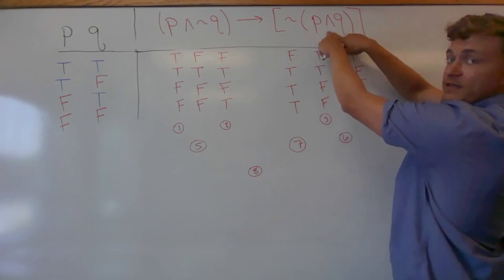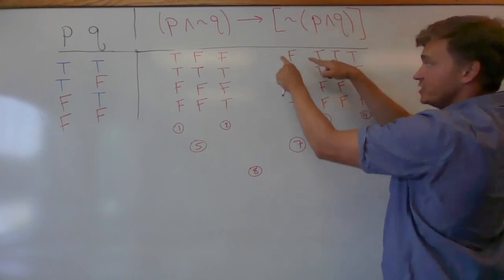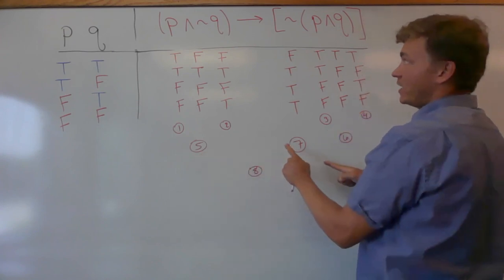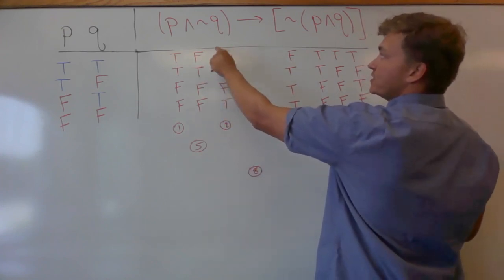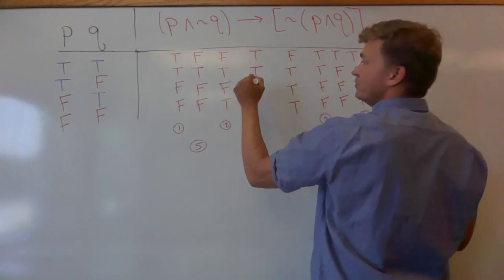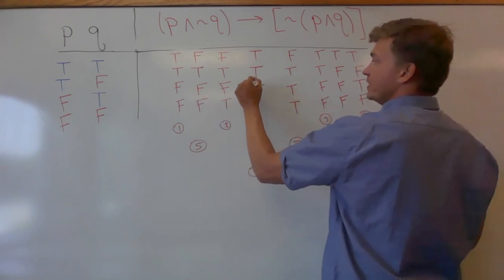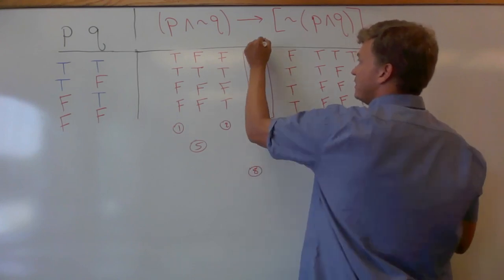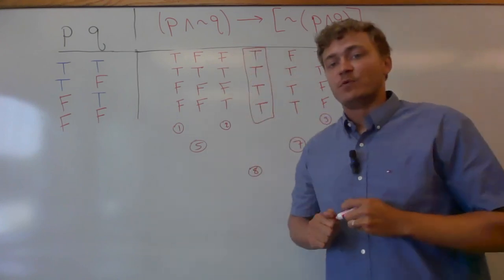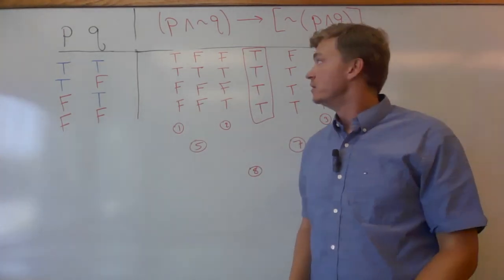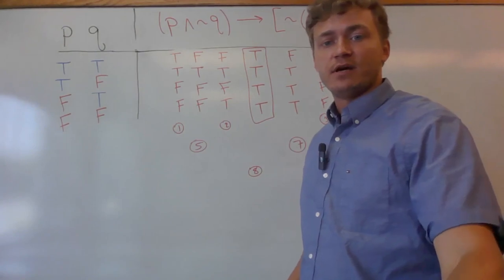Then we found the conjunction of P and Q. Then we found the negation of our conjunction. So that's the last thing on the left. 5 implies 7: false implies false is true. True implies true is true. False implies true is true. False implies true is true. So our eighth and final column provides us with only true outcomes. So once again, we found an example of a tautology.